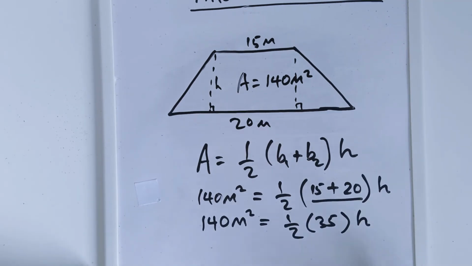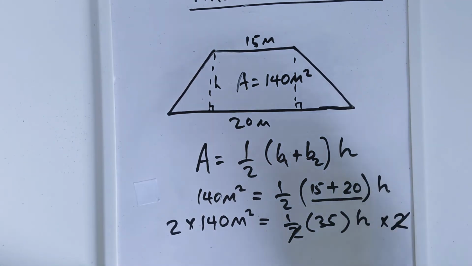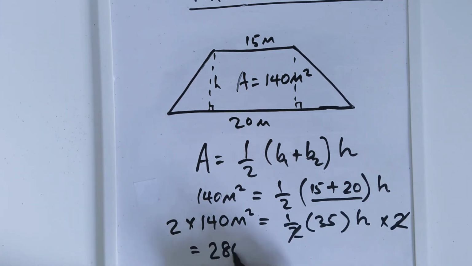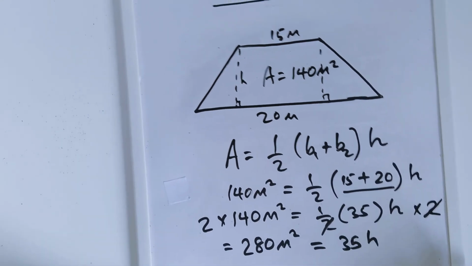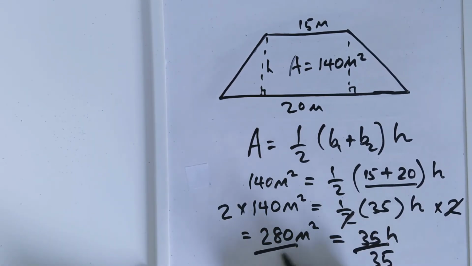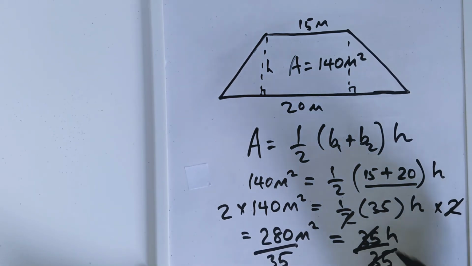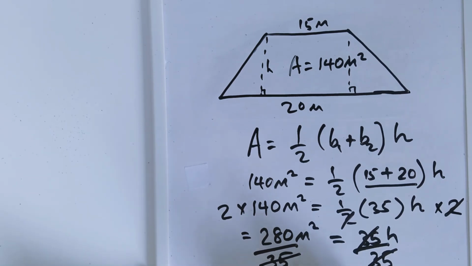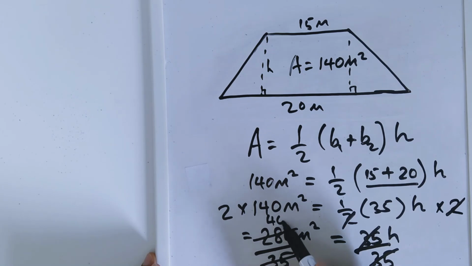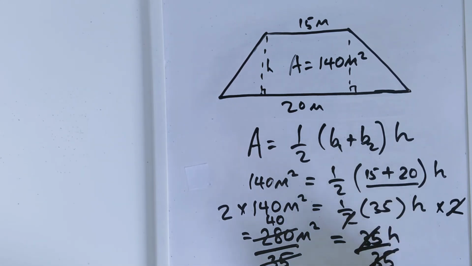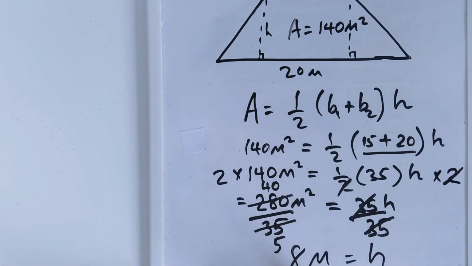The easiest way to do it is to multiply both sides of the equation by 2 to get rid of the half. So this will give me 280 meters squared is equal to 35 H. In order to find H only, you divide both sides of the equation by 35. These two will cancel. When I divide 35 by 7, I get 5. When I divide 280 by 7, I get 40. If I divide 40 by 5, that gives me 8. So the unit is meters. So H in this case, the height for this trapezoid, is 8 meters.